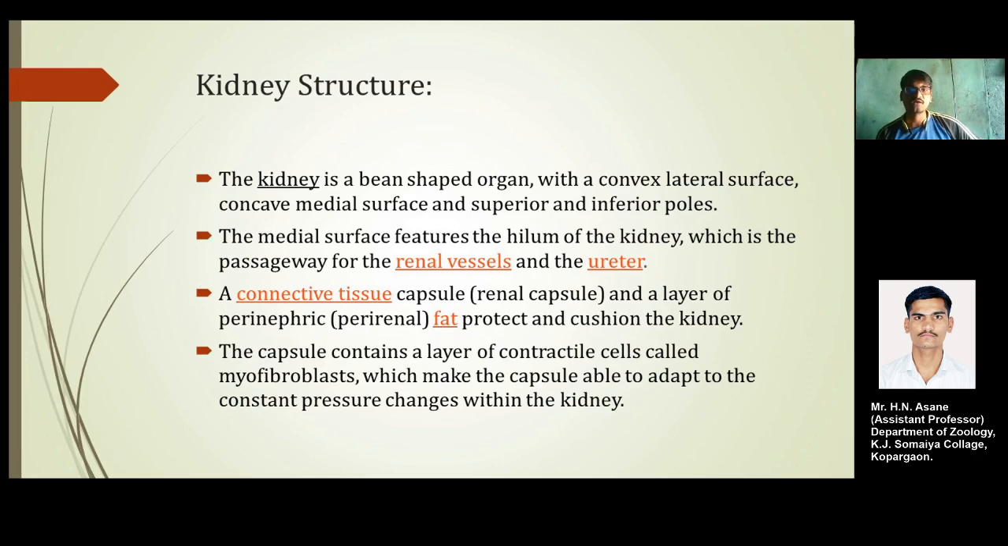This connective tissue capsule is called the renal capsule, and a layer of perinephric, or perirenal, fat protects and cushions the kidney. From the outside, there is the connective tissue capsule, collectively called the renal capsule, and the layer of perirenal fat that protects and cushions the kidney from shocks. That means it serves as a shock absorber for this organ.